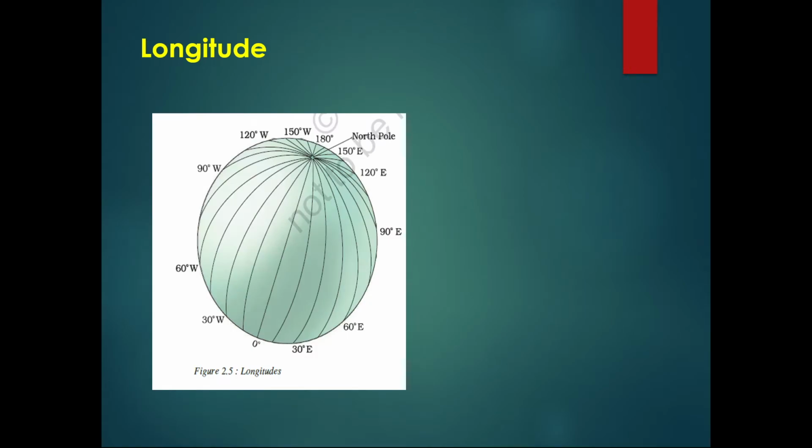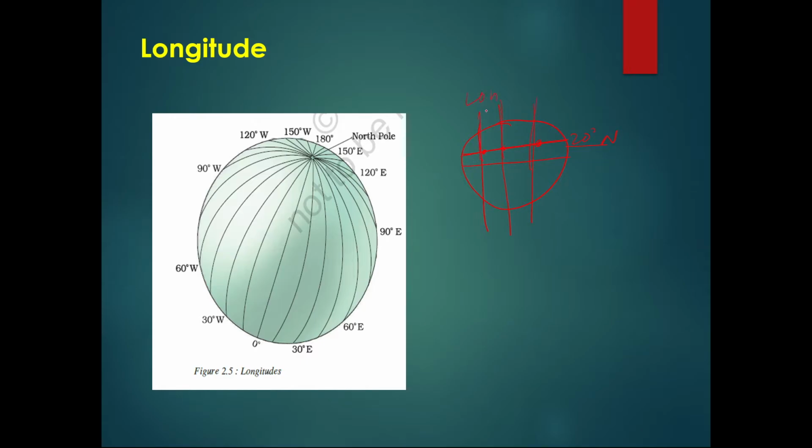Now we come to longitudes. What is longitude? To fix the position of a place, latitudes are not enough. Let's say we are on this latitude, 20 degrees north. If we are somewhere here or here or here, we are all on the same latitude, 20 degrees north. If we say we are on 20 degrees north, we cannot confidently say whether we are here or here or here. So to know the exact location, we have to divide the earth with this imaginary line also.